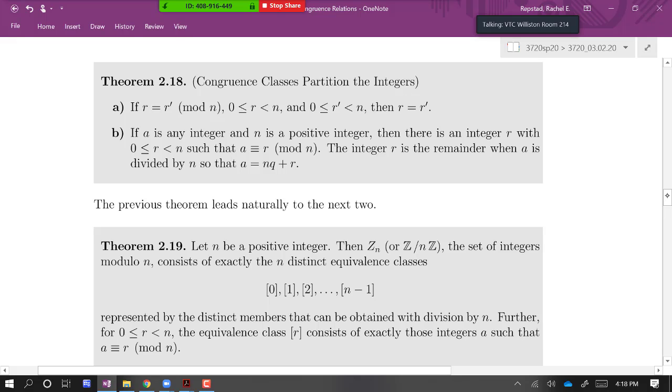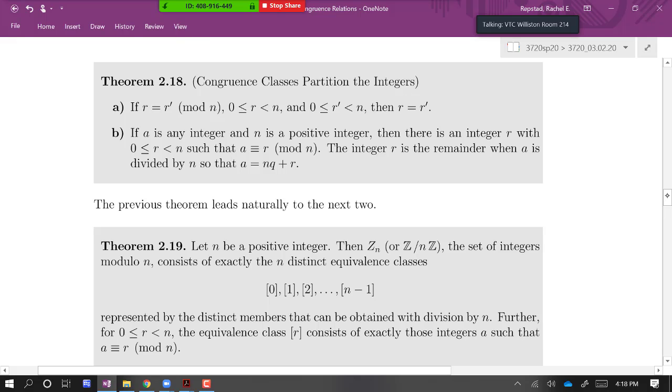So it just says, suppose two things are equivalent mod n, and both of these values of r are between 0 and n, right? Like the remainder you get upon division by n is the same. Then those are going to be the same, right? They either overlap completely, or they're non-overlapping. They are either the same equivalence class or they're disjoint.